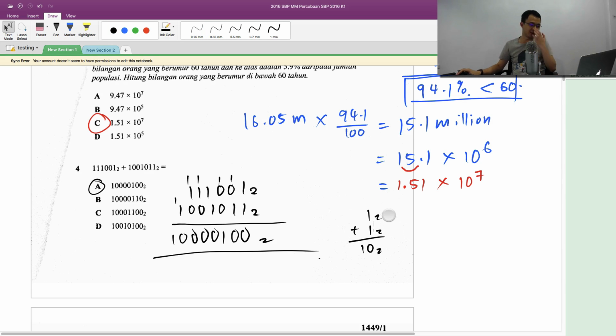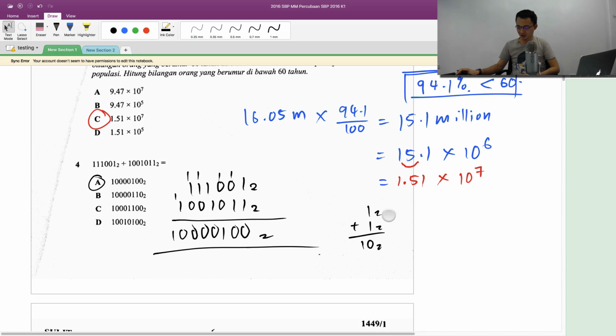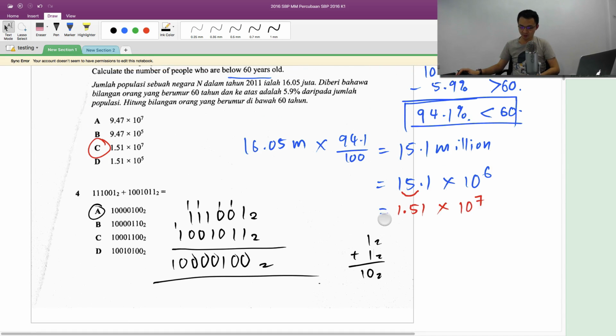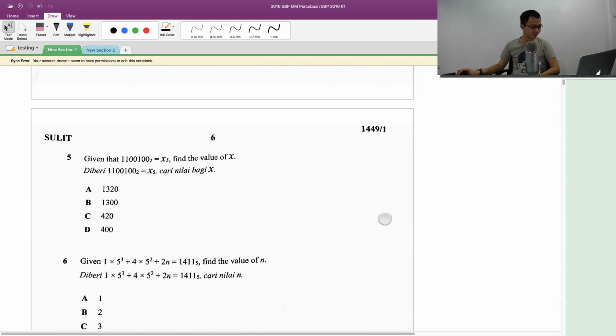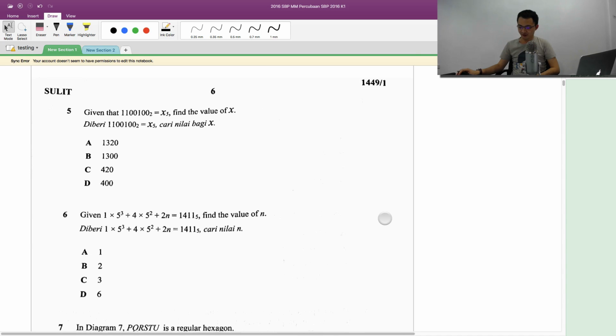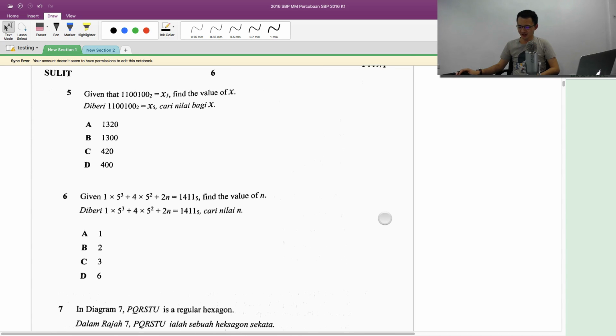Okay, this is the logic. So if you understand, you can do it manually. No problem. Okay, number 5. They ask you to find the x power of 5. So you need to change this one into base 10 first, and then change into base 8. Of course you can use a calculator to do this if you want, but since this is a live class, I'm going to teach you how to do it manually.